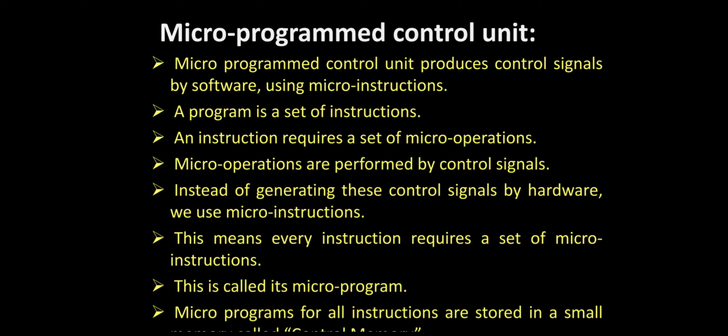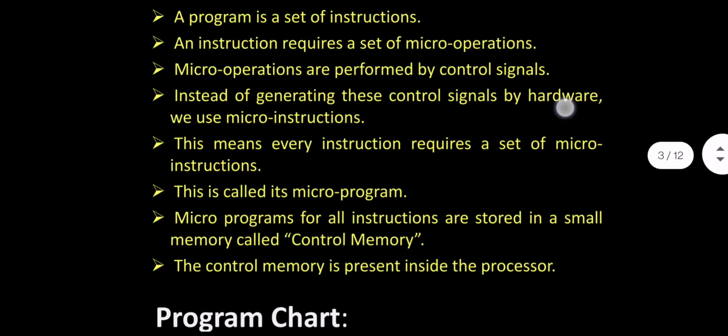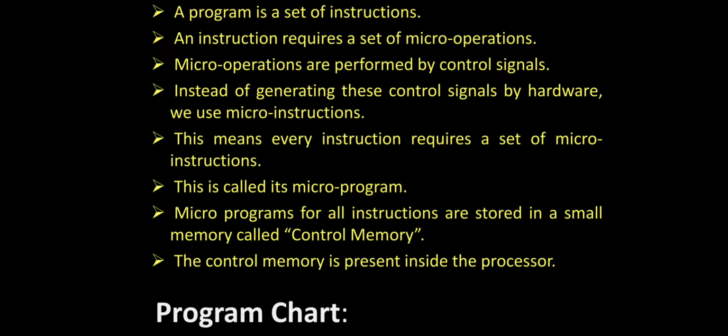Instead of generating these control signals by hardware, that is a circuit design system which requires many wired connections and a lot of effort and time, we use these microinstructions, which saves our time and energy. This means every instruction requires a set of microinstructions. This is called the microprogram. As I said, a set of microinstructions is called a microprogram. These microprograms for all instructions are stored in a small memory called the control memory. The control memory is present inside the processor.